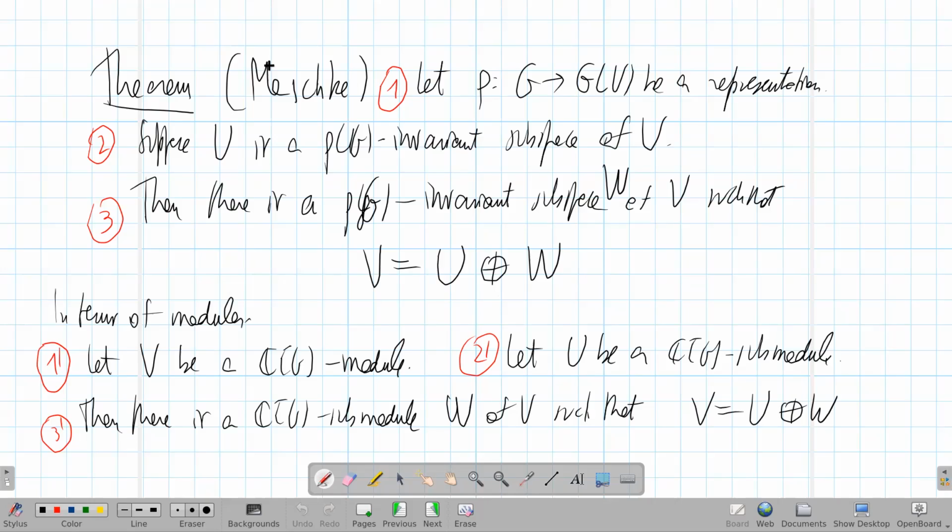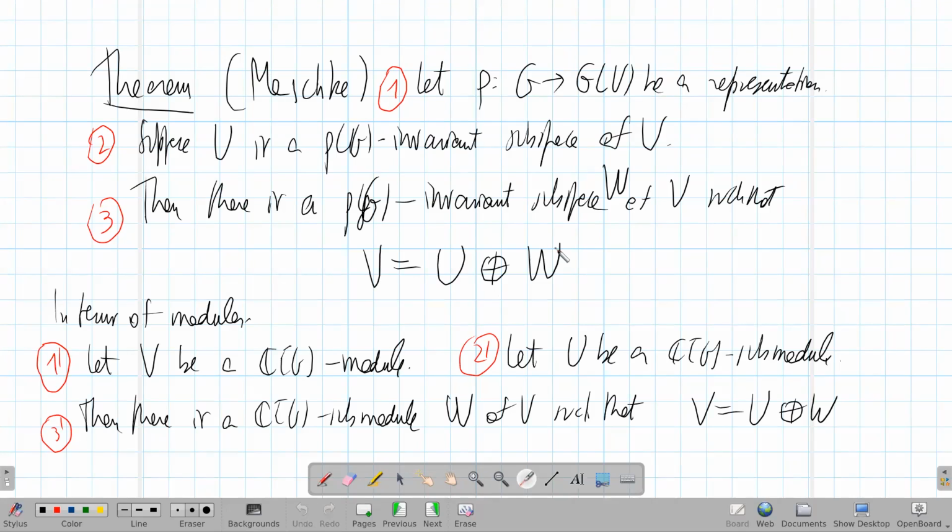Okay, so last week we were seeing Maschke's theorem. This is extremely important. This says, I mean, you have the usual linear representation. You have a rho G invariant subspace U, and then the claim is that there is a complementary subspace W of U, which is also rho G invariant.